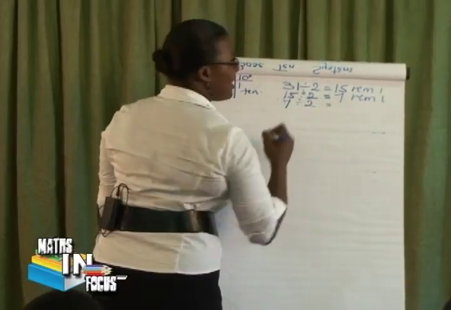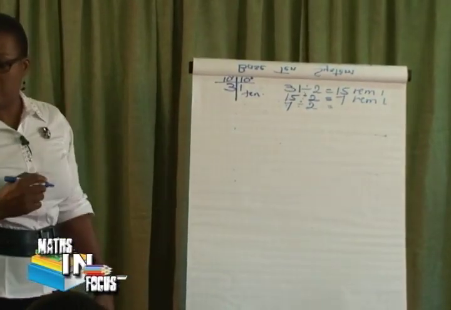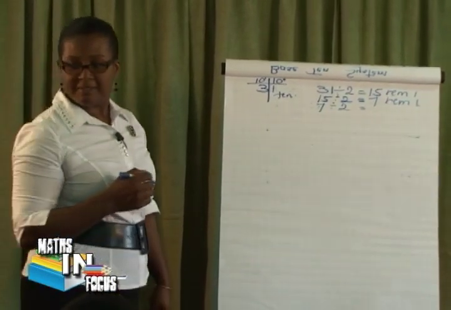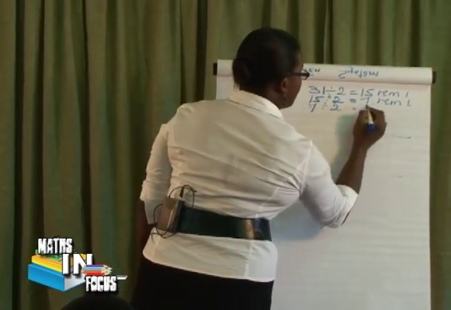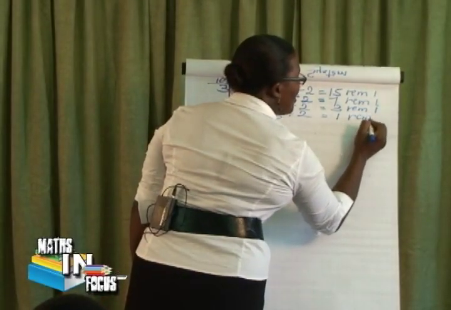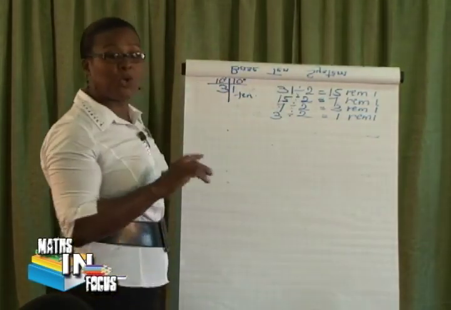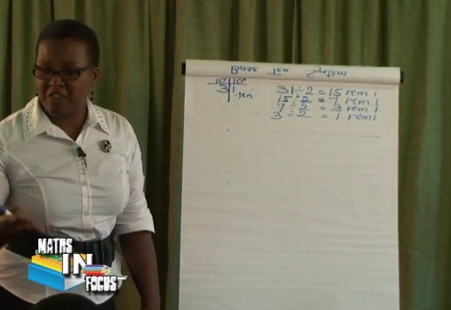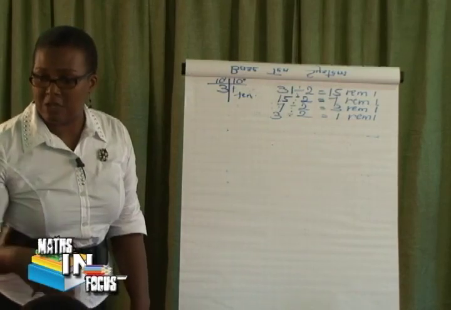Then we have 7 divided by 2. When 7 is divided by 2, we have 3, and remainder 1. Then we have 3 divided by 2. 1 and remainder 1. Now we don't stop there. We do the division until we have a 0.